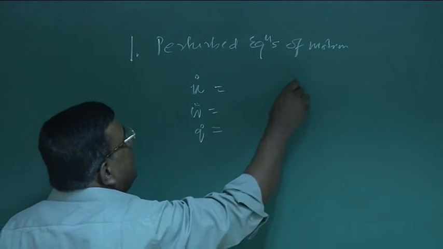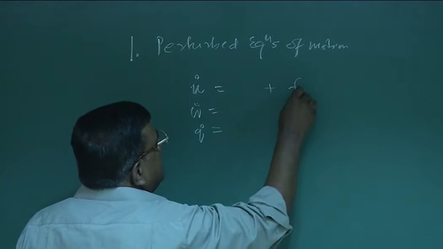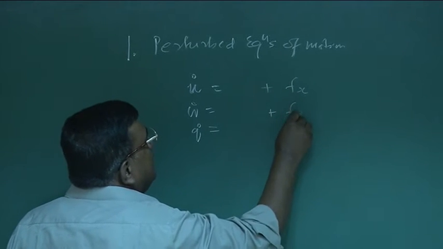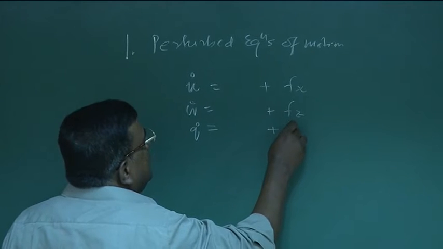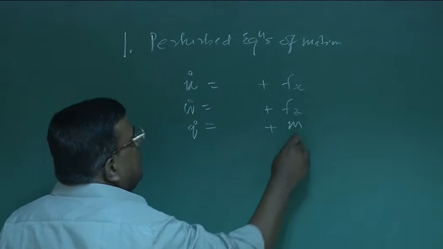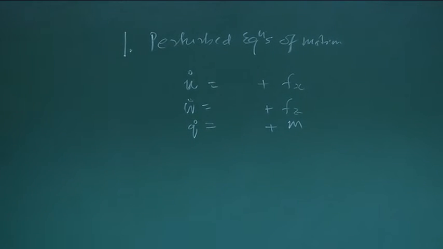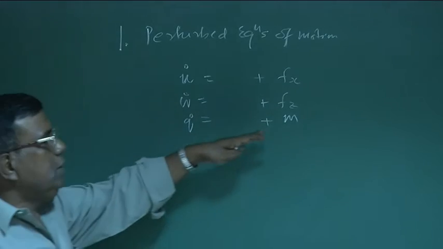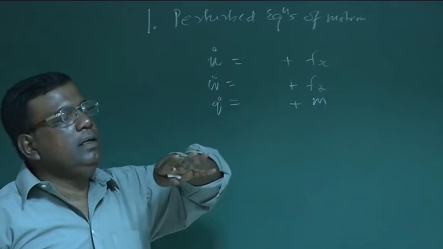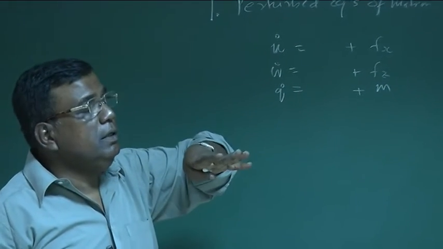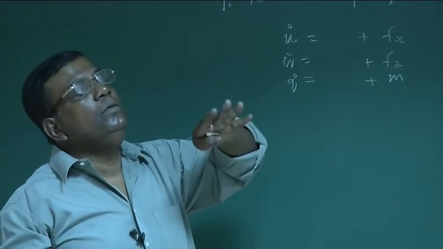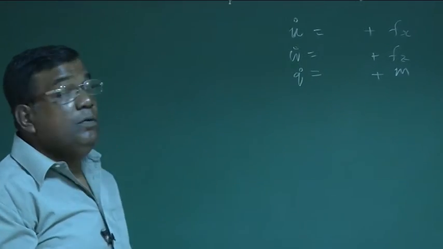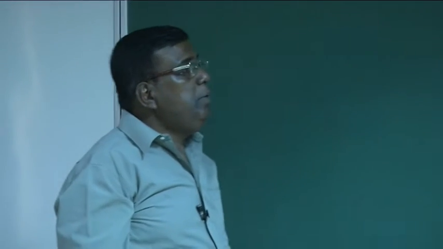This equation has Fx, the perturbed aerodynamic force, Fz, the perturbed aerodynamic force in the z direction, and the perturbed aerodynamic moment. Okay, because we understand at steady state this m will be 0 because there is no such motion at steady state, because cruise is our steady state. But the moment I give a disturbance, it will execute all this motion. So there will be a perturbed moment.